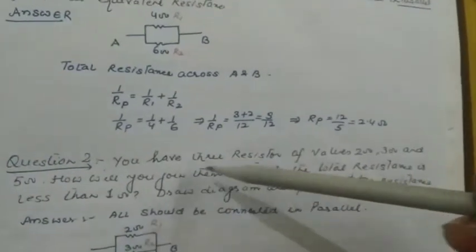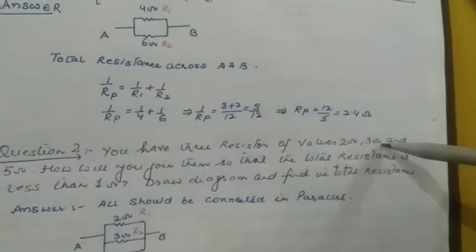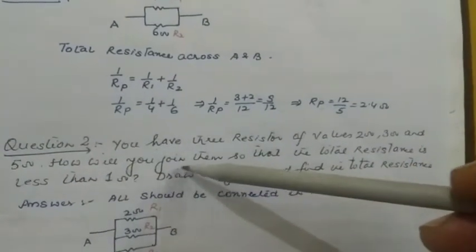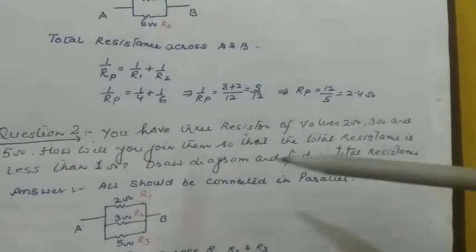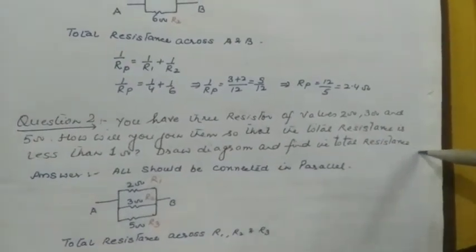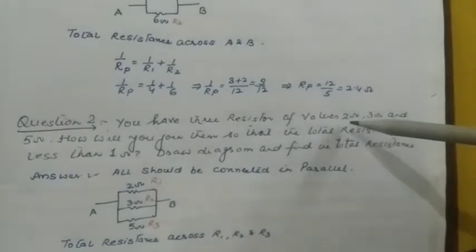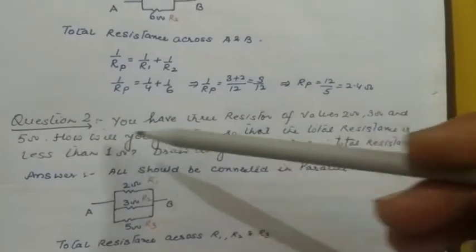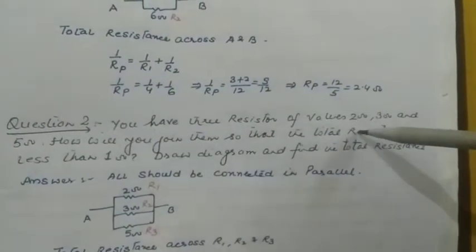Next, you have 3 resistors of value 2 ohm, 3 ohm and 5 ohm. How will you join them so that the total resistance is less than 1 ohm? Draw the diagram and find the total resistance. Now we are given 3 resistors 2 ohm, 3 ohm and 5 ohm. The question is how to connect them.